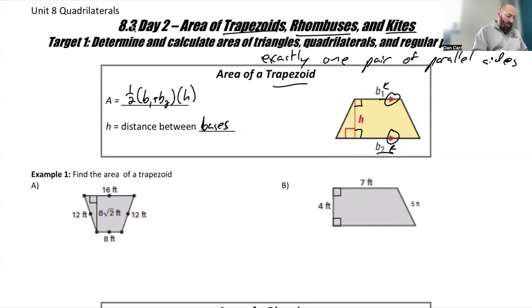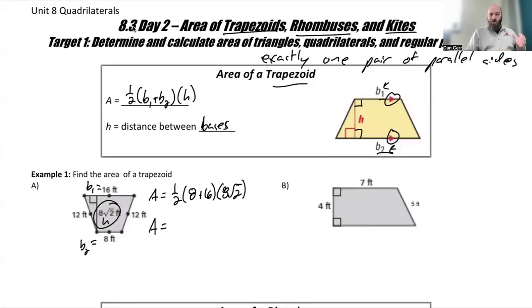So we start with example 1 here. Base 1 is 16, base 2 is 8, then height is 8 root 2. Okay, so I'm just going to plug all those into the formula. So area is equal to 1/2 of 8 plus 16 times 8 root 2. We're not usually going to do exact values here. I'm just going to plug it all in my calculator at once. So we got 1/2 times 8 plus 16 times 8 radical 2. Okay, and that comes out to 135.76. And because this is area, that's going to be square feet.